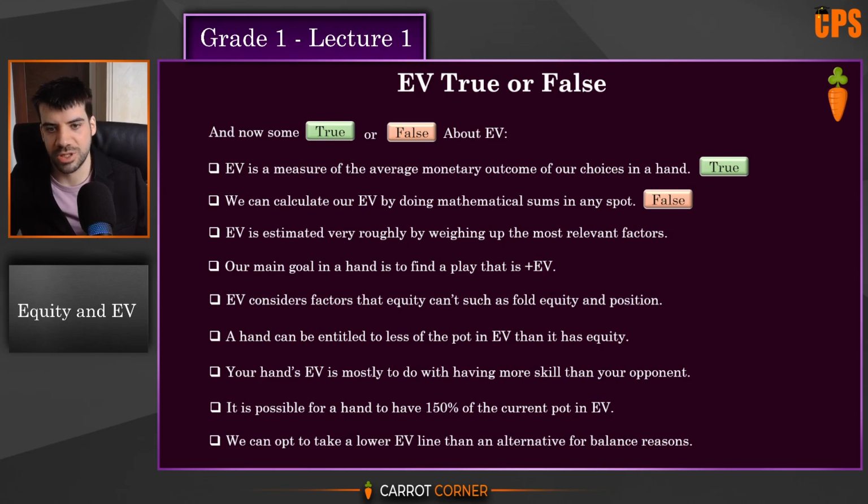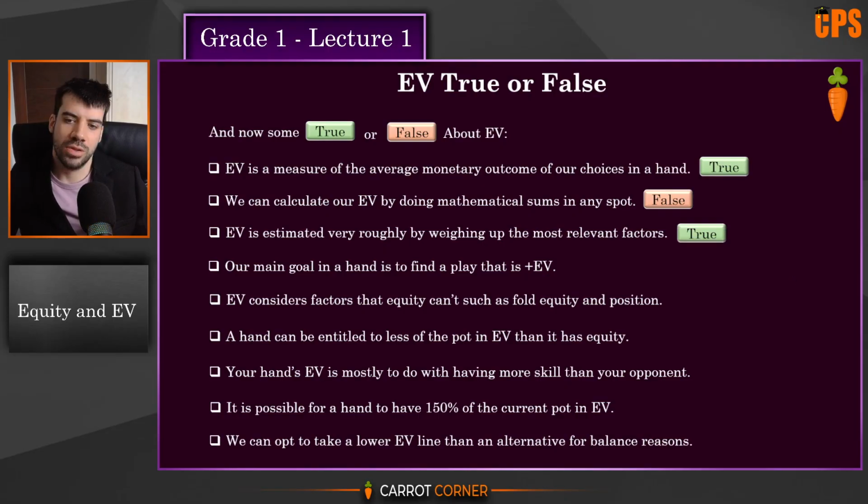We can't do that as humans, so no way can we use exact values when calculating EV. We can't calculate EV, we have to settle for the more human achievement of estimating it accurately enough that we can still choose the right decision from the wrong one. EV is estimated very roughly by weighing up the most relevant factors.